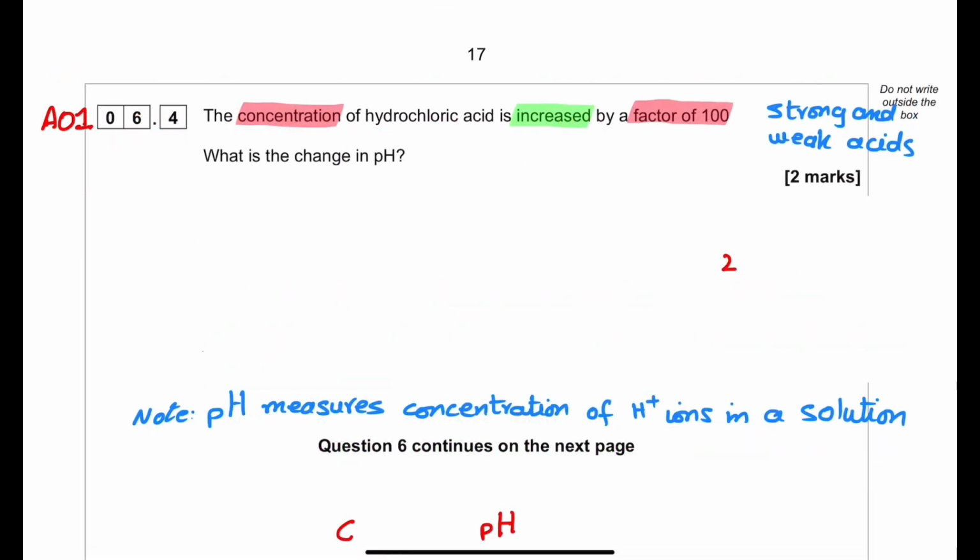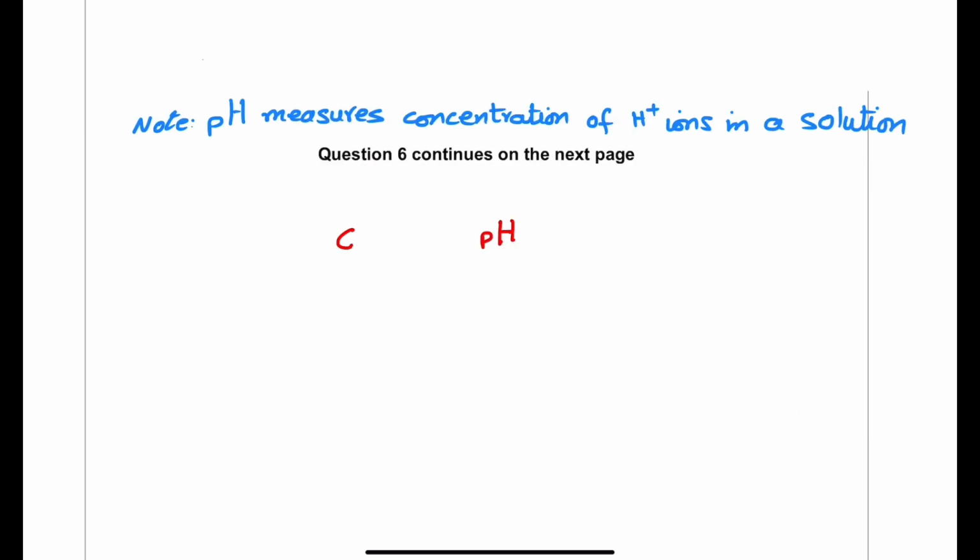6.4. The concentration of the hydrochloric acid is increased by a factor of 100. What is the change in pH? It is an AO1 question, and this question is from the topic of strong and weak acids. We need to create a relation between the concentration and the pH. If the concentration changes by a factor of 10, the pH changes by a factor of 1.